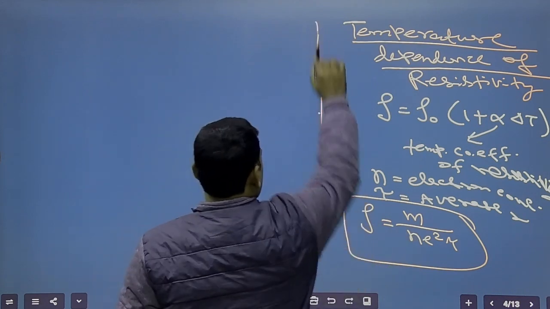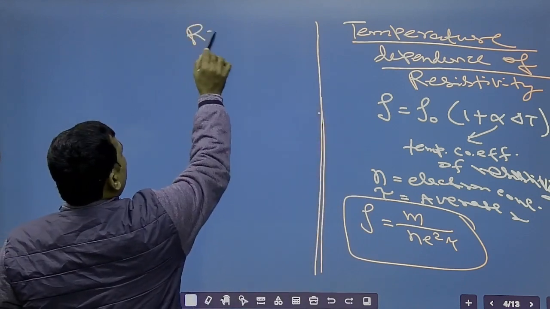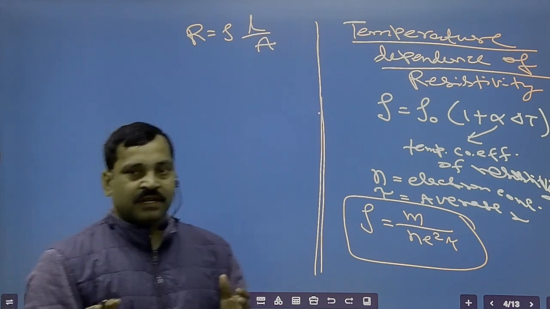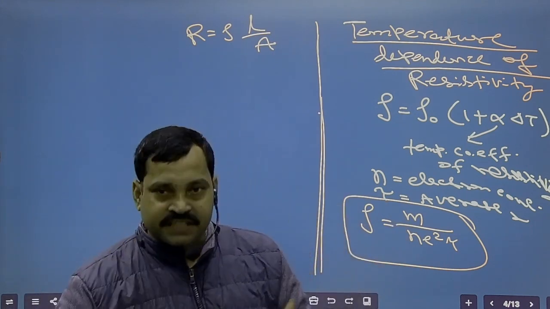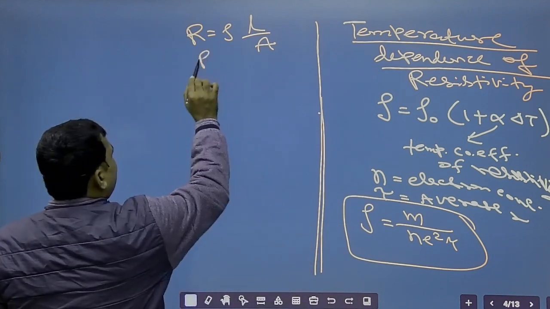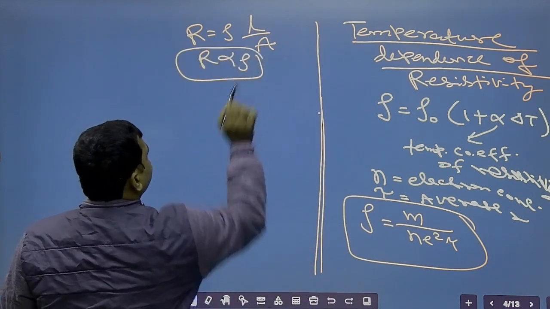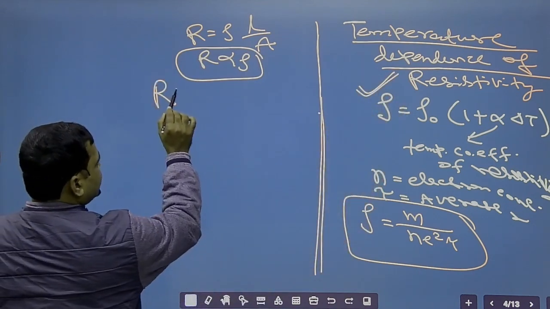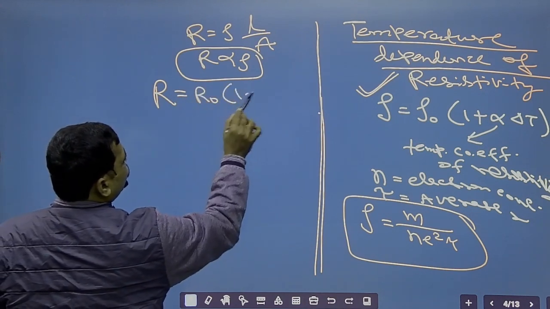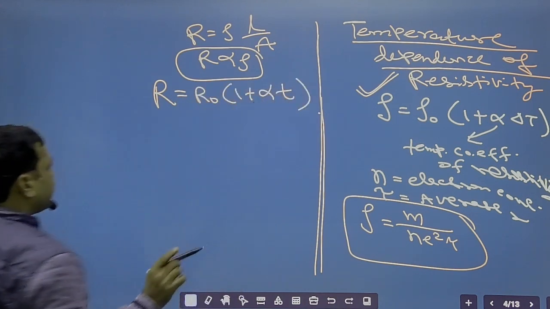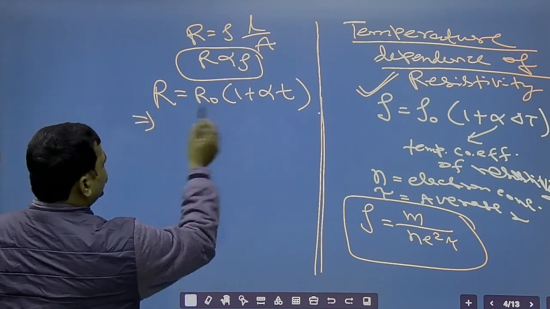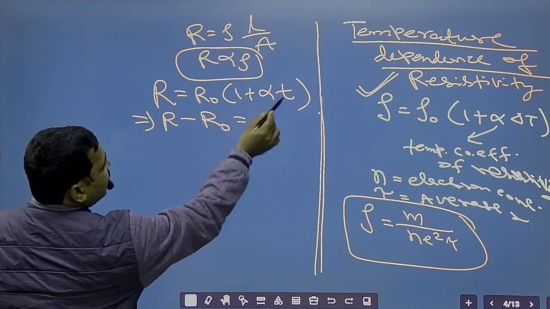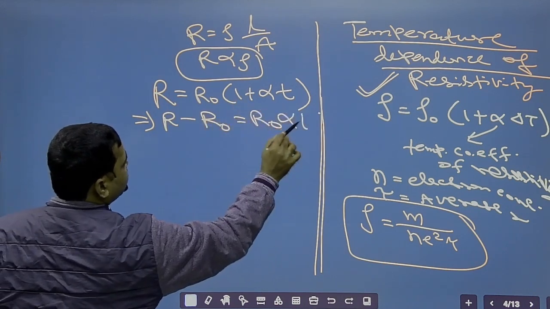So again we know resistance R is equal to rho L upon A. So for a given conductor having a fixed length or cross sectional area, we can say that R is directly proportional to resistivity. So this formula can be modified to represent R as R is equal to R naught (1 + alpha T), right? And similarly, we can also convert this formula like R minus R naught will be equal to R naught alpha T, right?